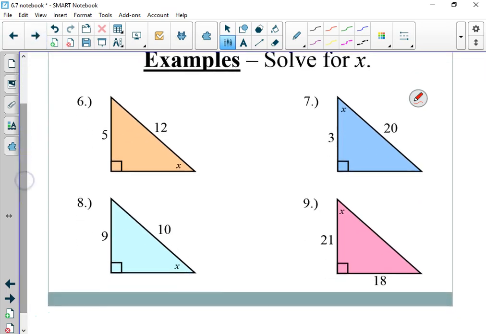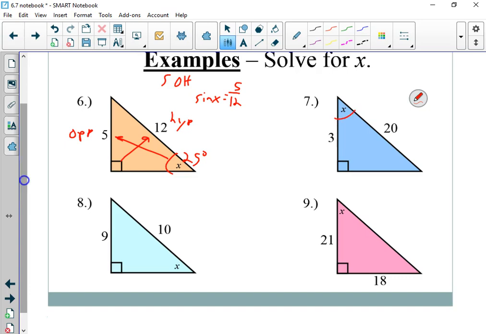Now just some random samples here. Here's my angle. That's my opposite. That's my hypotenuse. So that's OH, which is SOH. So sine of x equals opposite 5 over hypotenuse 12. I do the inverse sine and type in 5 divided by 12. I get 24.6. We'll call this 25 degrees.